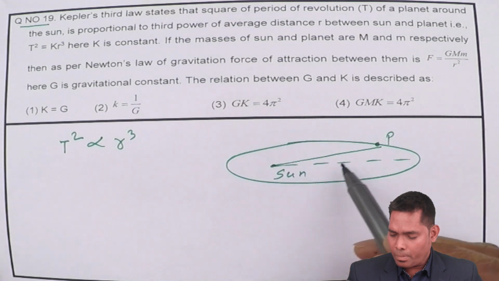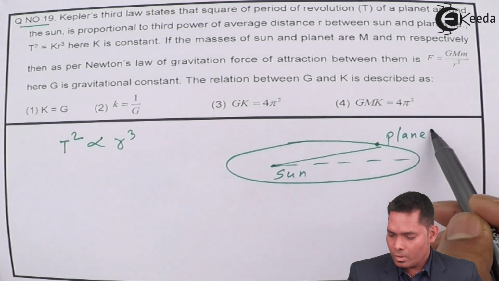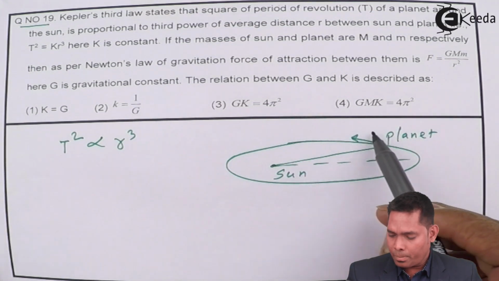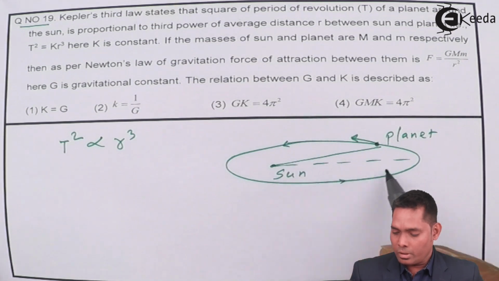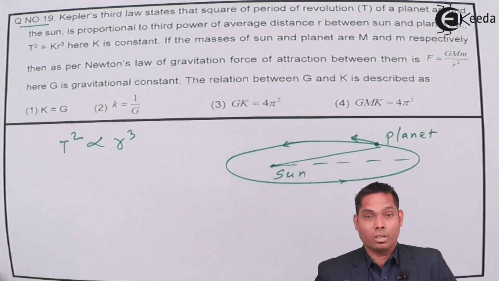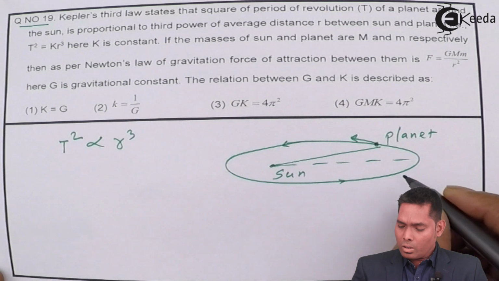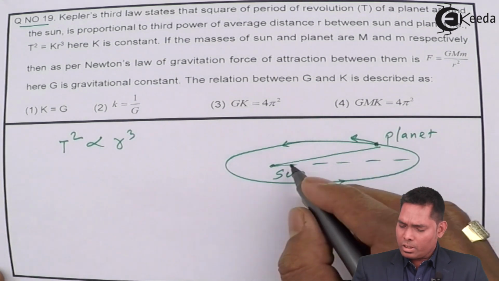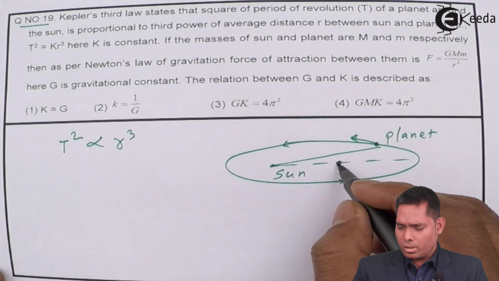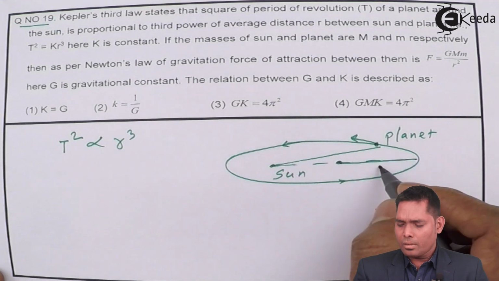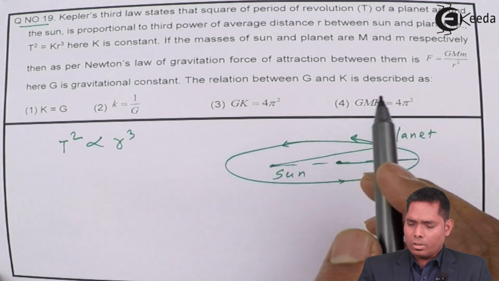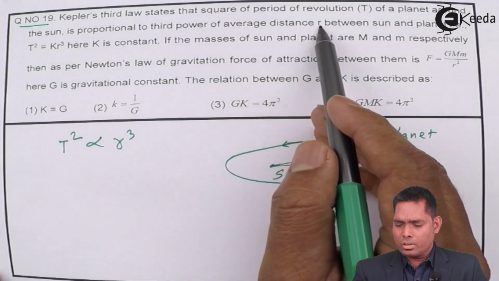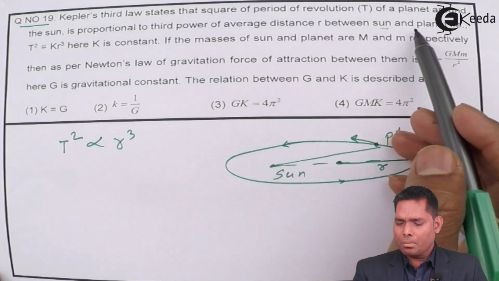this is the sun and this is the planet, and the planet revolves around the sun in this elliptical path. This is according to Kepler's first law. So this distance, the average distance, is generally the semi-major axis, basically small r. So that small r is basically the average distance between the sun and the planet, that is the semi-major axis.